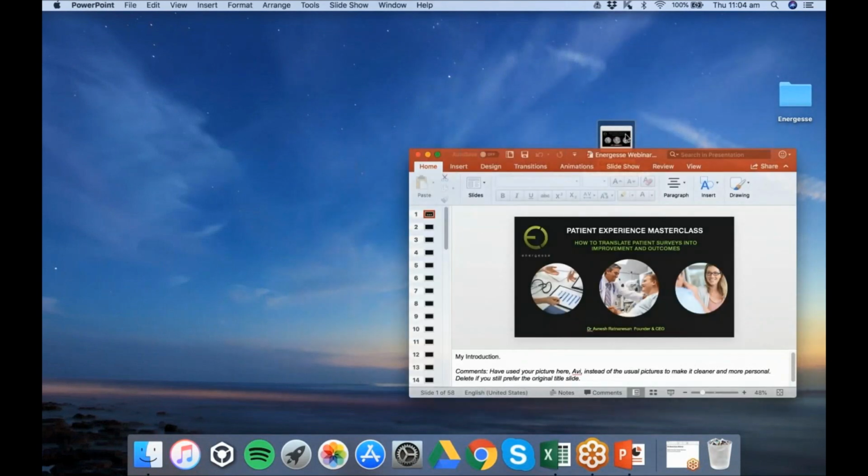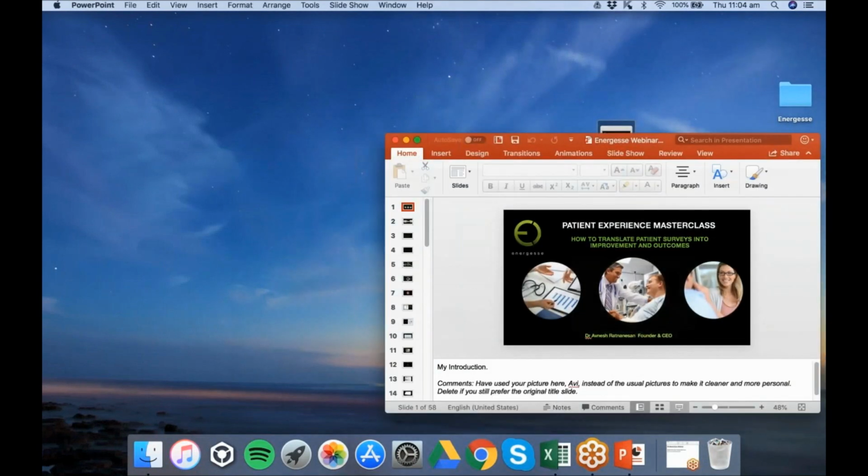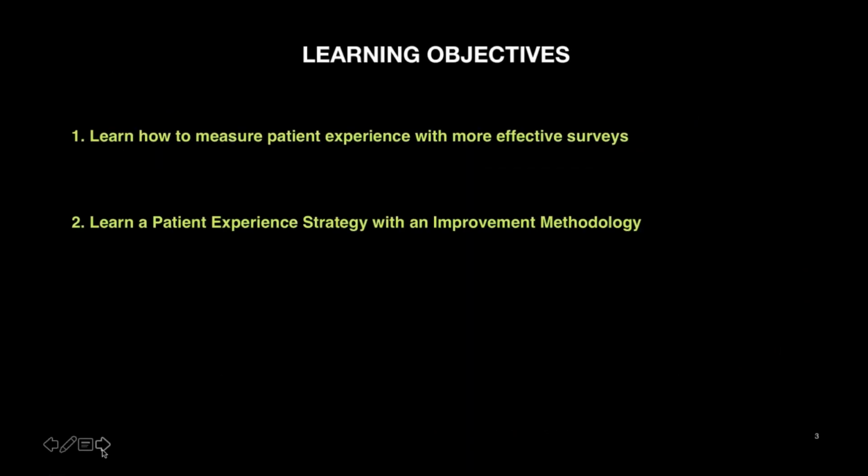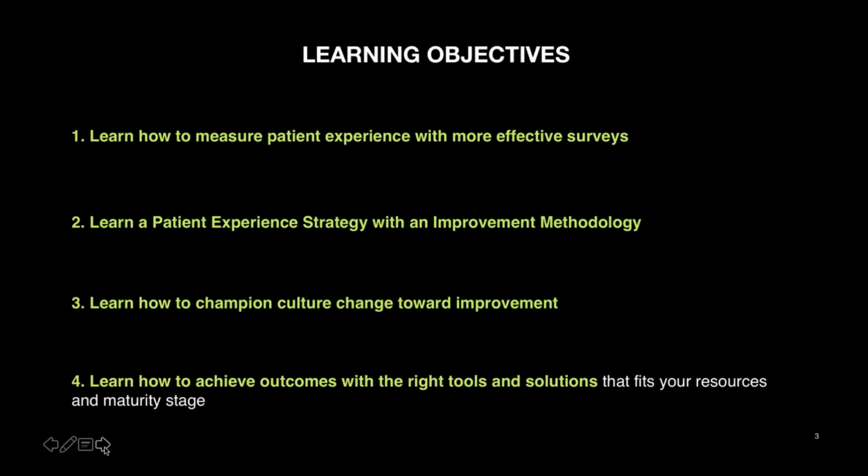So just in terms of where we would like to go from today, we're going to talk a little bit about how to measure patient experience with more effective surveys. We're going to talk about how you have a strategy and an improvement methodology, because all of this is critical. We're also going to talk about how to champion culture change, because that's a big part of engaging people into the improvement process.